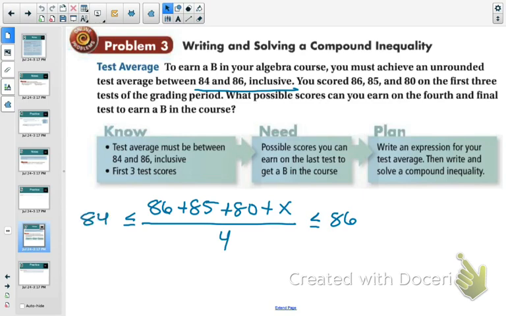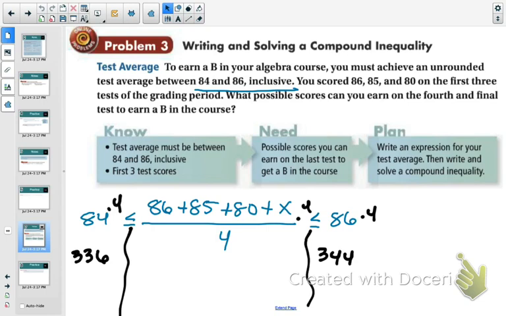Okay, so the first thing I would do is get rid of the fraction line by multiplying everything by 4. So I got 336 on the left, 84 times 4, 344 on the right, 86 times 4. And then these are going to cancel. And then I would add up my like terms. So 86 plus 85 plus 80 gives me 248 plus x, because I can't add that x in yet. And then the last step, just subtract 248.